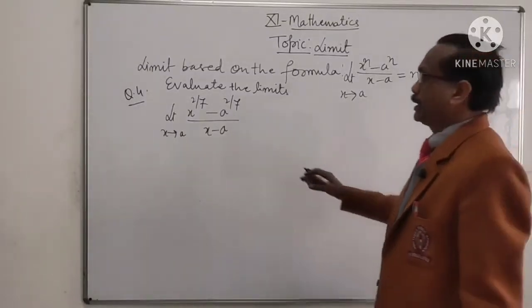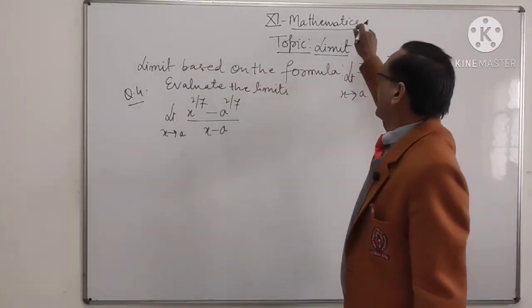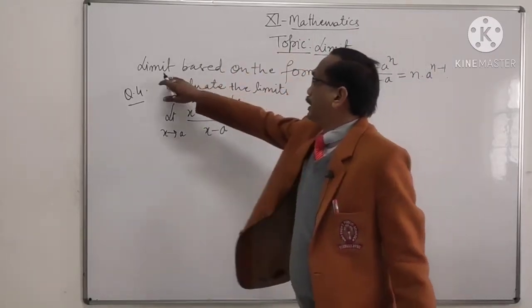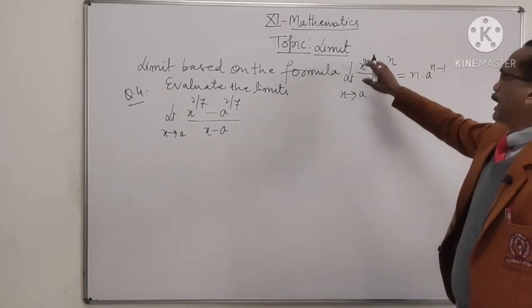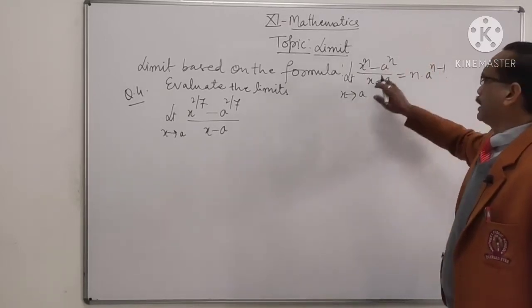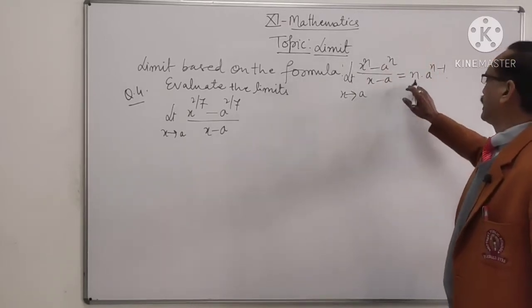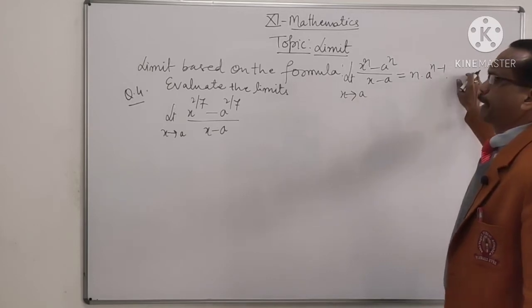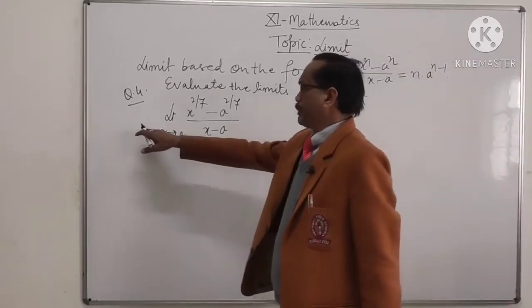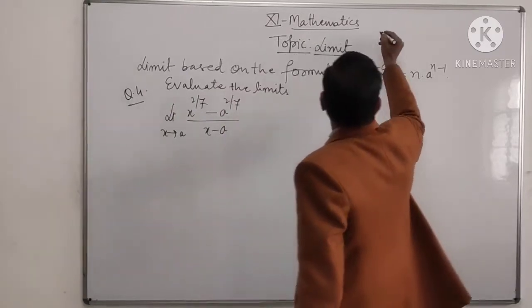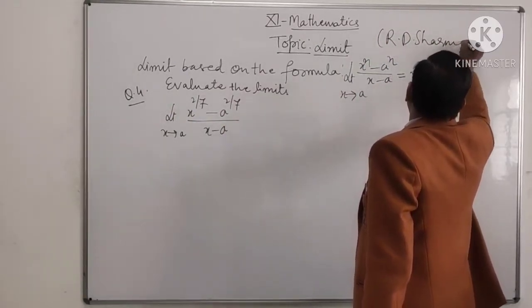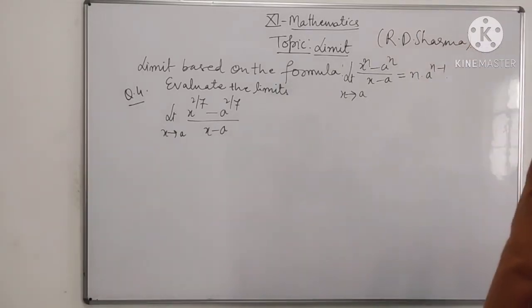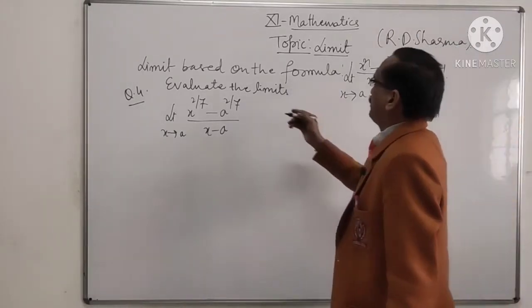Good morning, students. Today's topic is limits continued. It is based on the formula: limit x tends to a, x power n minus a power n divided by x minus a equals n a power n minus 1. It is question number 4 from RD Sharma, exercise 29.5.